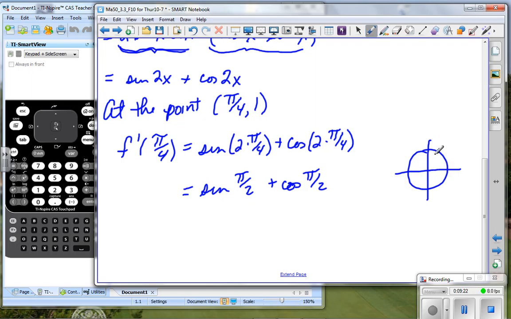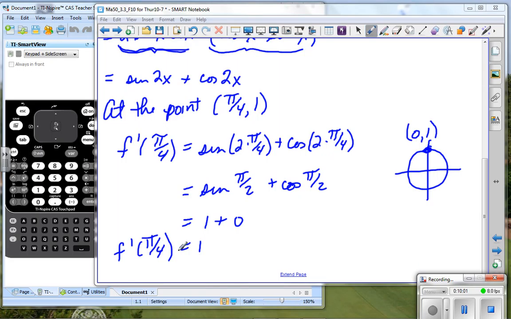Again, think about the unit circle. Where's the angle pi divided by 2? It is 90 degrees, so it's right up here. The coordinates there would be 0, 1. So the derivative at this point would be 1 plus 0. Well, excuse me, I misspoke. We're actually looking at pi divided by 4, and so it would evaluate to be equal to 1. So the derivative at pi divided by 4 would be equal to 1.